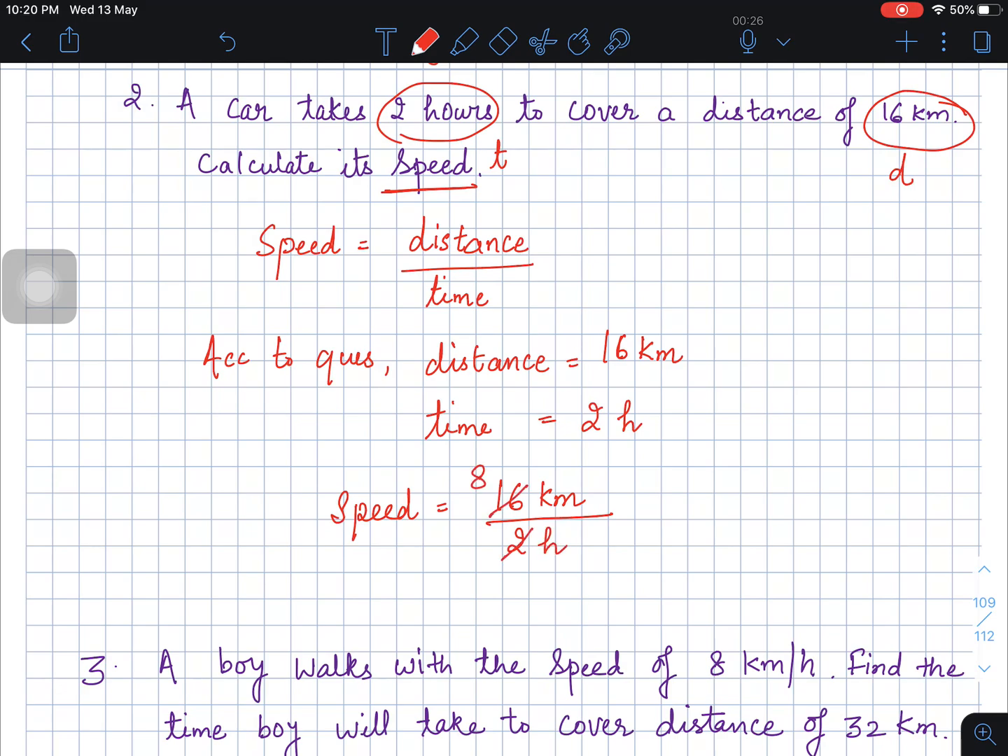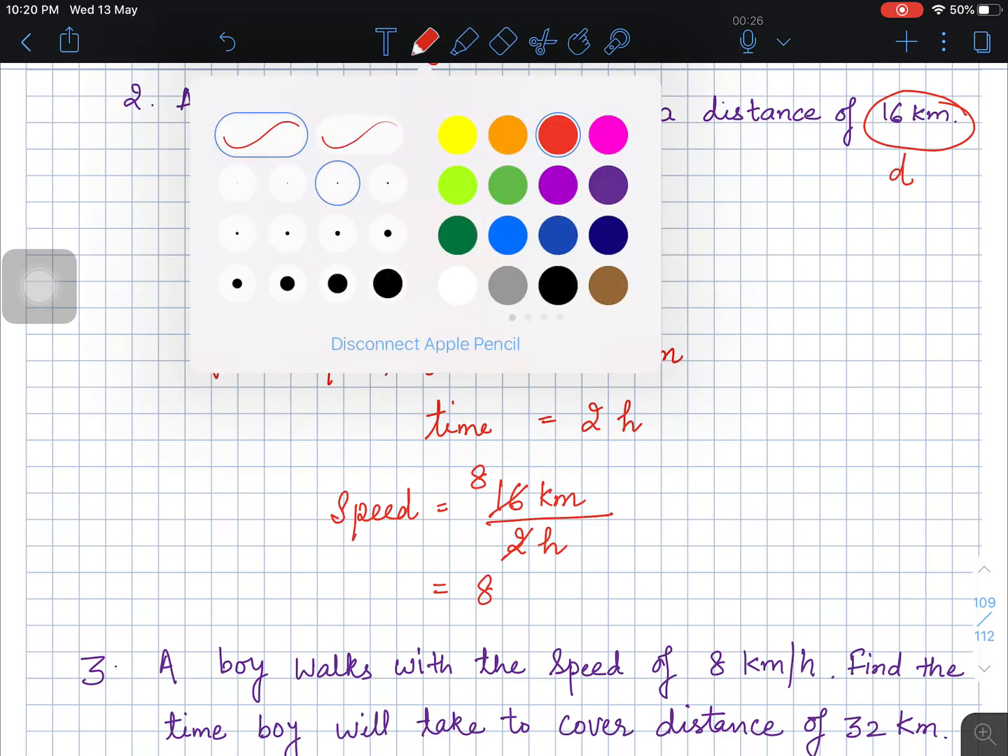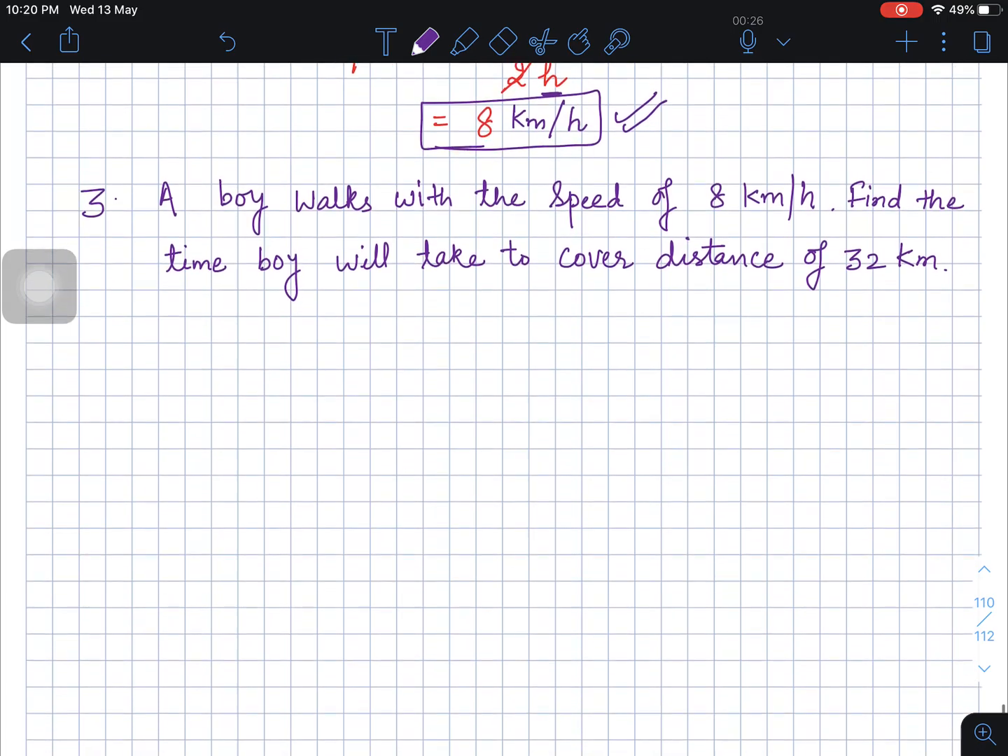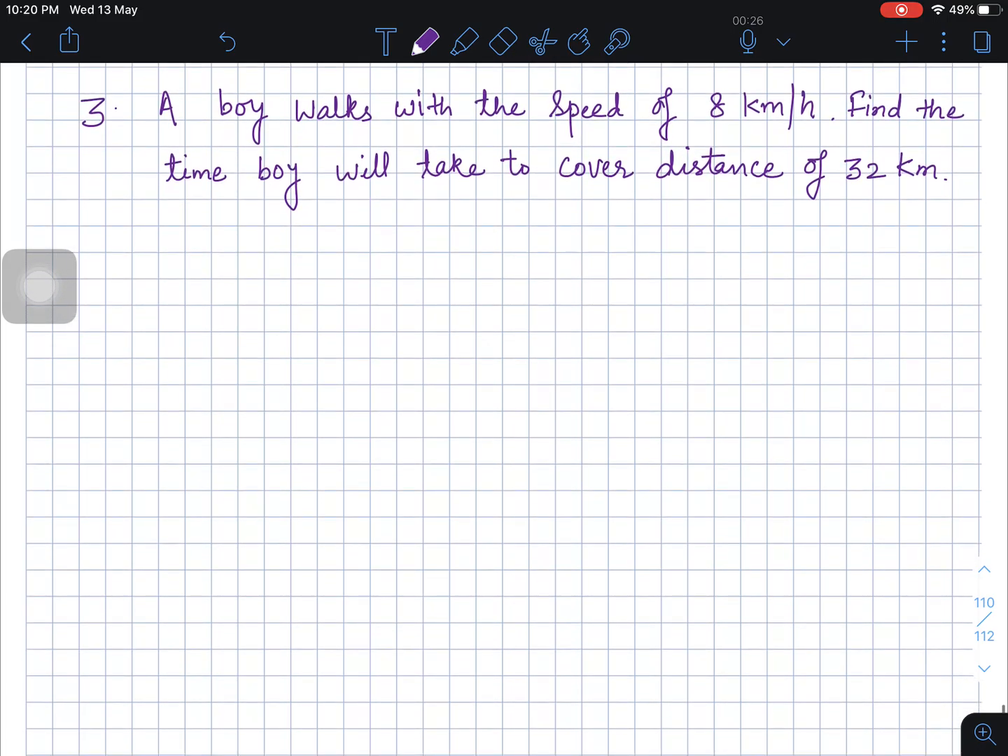Now this 2 gets cancelled, you get 8. So now you're left with 8. This kilometer will come with 8, and because this h is in divide, it will come like this. So the answer is 8 kilometer per hour. This is your answer. Okay, I have another question.